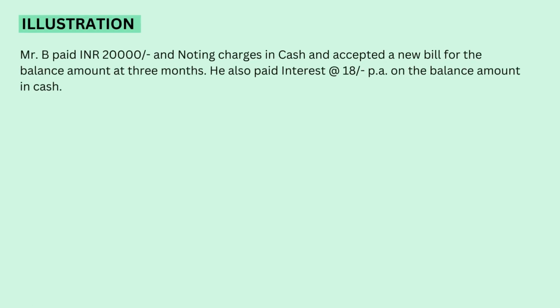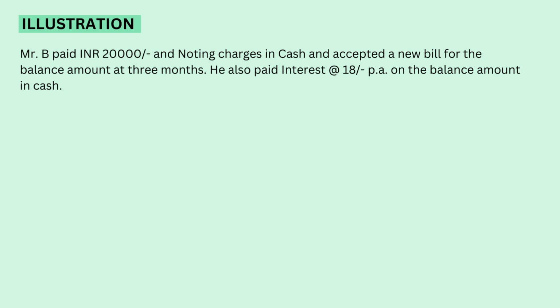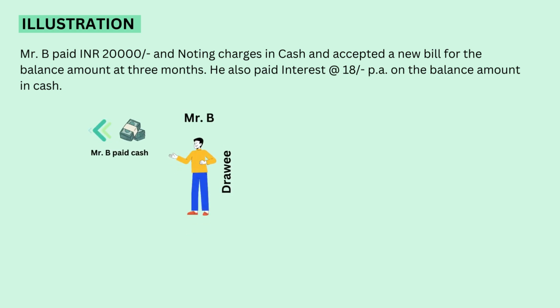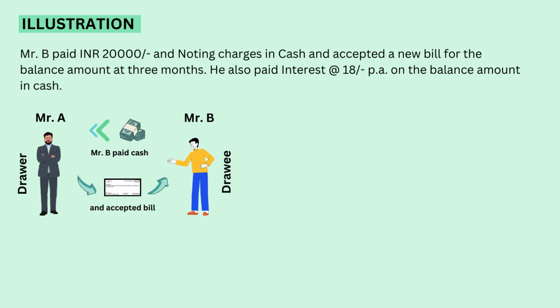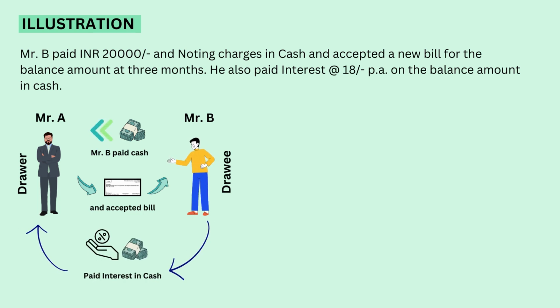Okay, now let's move forward. Mr. B paid rupees 20,000 and noting charges in cash and accepted a new bill for the balance amount at 3 months. He also paid interest at the rate of 18% per annum on the balance amount in cash. So what will be the journal entries? Let's see.